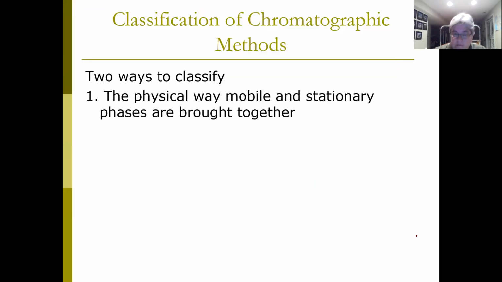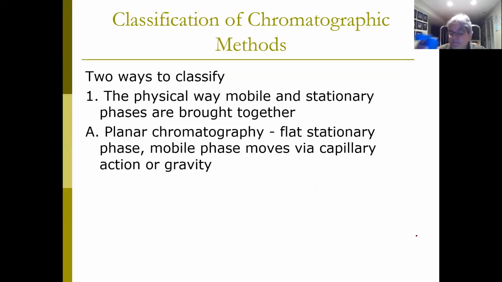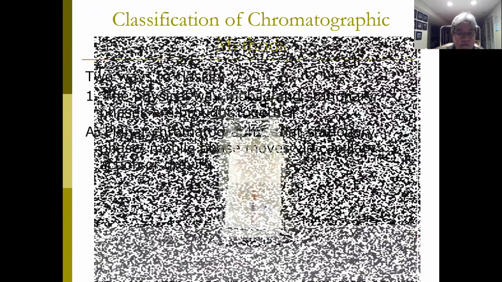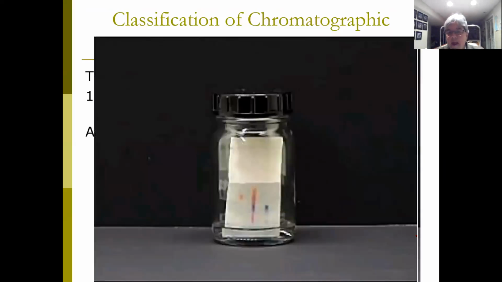Okay, so when we talk about chromatography, there's two ways that we can classify it. The first is the physical way that the mobile phase and the stationary phase come together. So we talk about planar chromatography. This is where the stationary phase is a plane, and then the mobile phase moves up by gravity or what we call capillary action. This is an example of that. This particular method is something called TLC. So you would put your stationary phase here at the bottom, and you put it in a liquid that gets carried up, and notice you can see this compound's been separated.